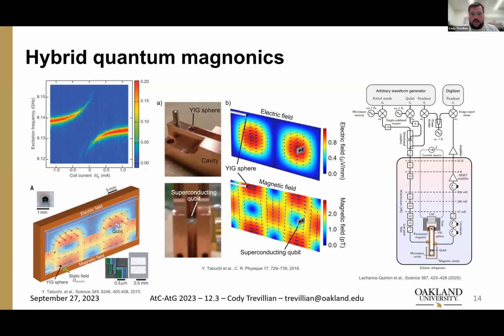This has been going on for about a decade now. And we can control the resonance of these different aspects, either of the electromagnetic cavity we're putting our magnon in, or the resonance frequency of the Kittel sphere itself. And you can see here a very strong coupling that we can form between the qubit and the magnon systems.